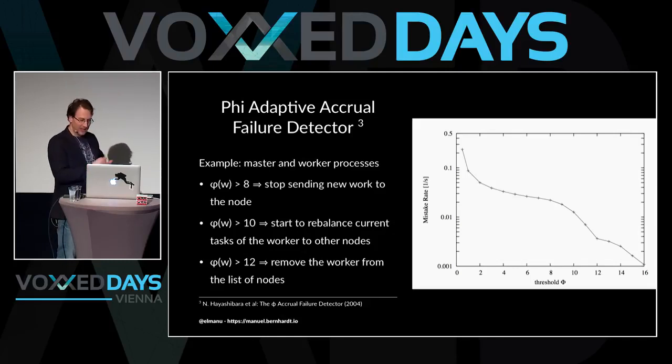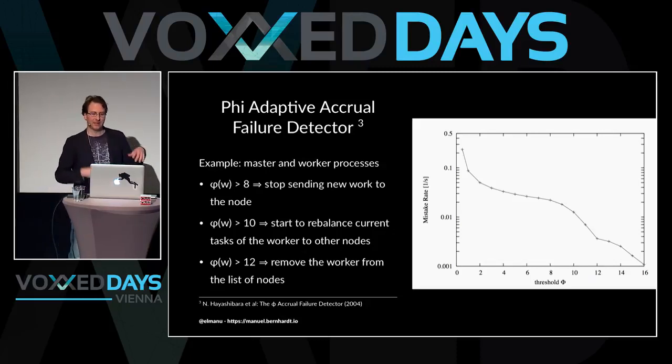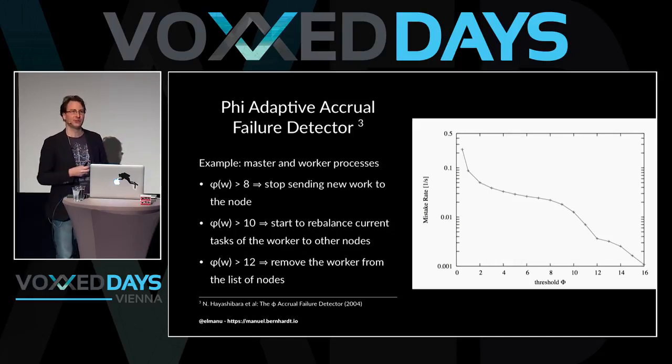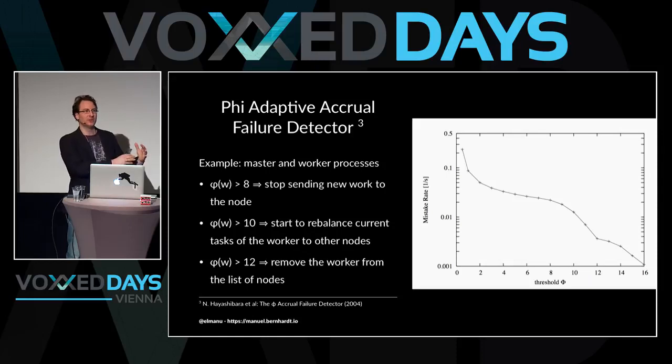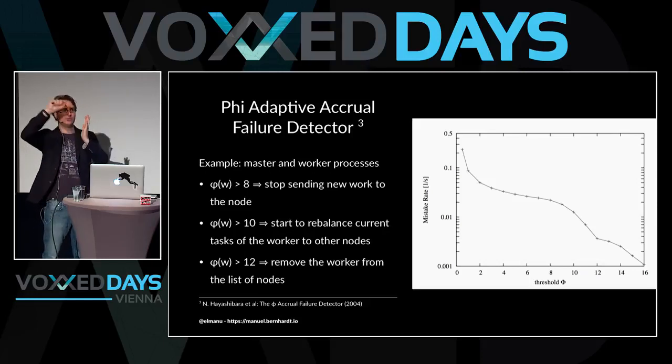The way it's described in the paper is, for example, the example they give is a master and some worker processes. So the master distributes the work, and what you could say is, well, if my suspicion level grows over 8, I'll stop sending new work to that node. If it grows over 10, I'm going to send the work that guy was supposed to do to some other node, and then over 12, I kick them out of the cluster. I remove them entirely. That's the idea of this accrual value that sort of accrues and changes in time.